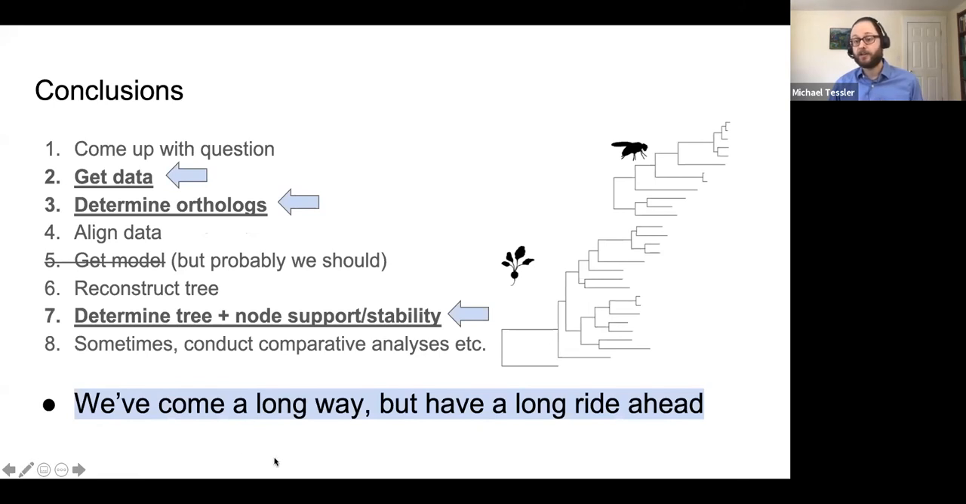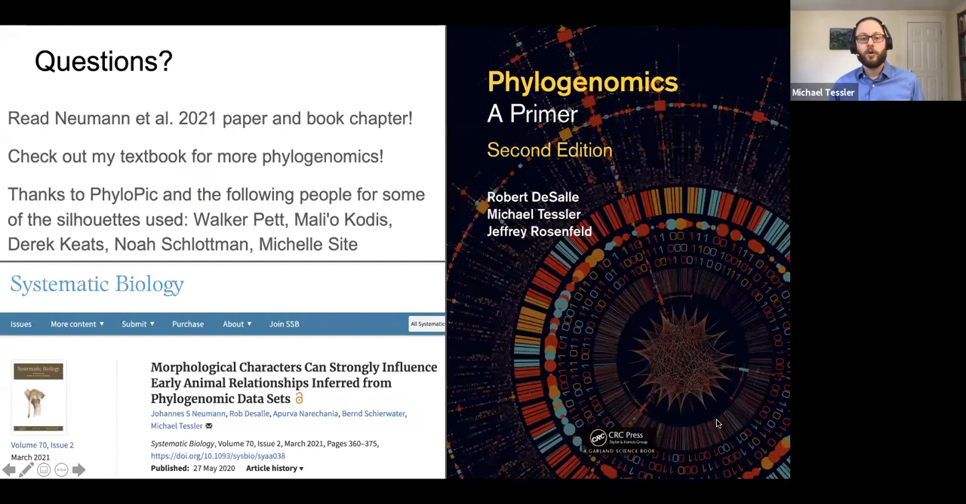So we've come a long way in phylogenomics. Adding morphology helps, but we still really have a long ride ahead to get at some of the really important questions in evolution. So you all still have lots of work to do, which is good. It keeps us employed. So with that, this paper by Neumann et al., 2021 in Systematic Biology, you should check that out. It goes through a lot more detail about the sister to other Metazoa question, and hopefully we'll have more things in the future.